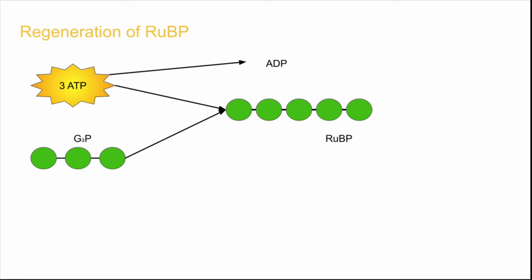In the regeneration of RUBP, we take G3P that we made before and 3 ATPs, and it turns into RUBP. ATP is then back into ADP and returns back to the light system to turn back into ATP for use. The cycle continues.